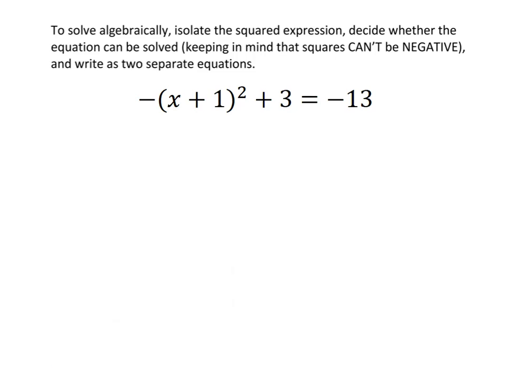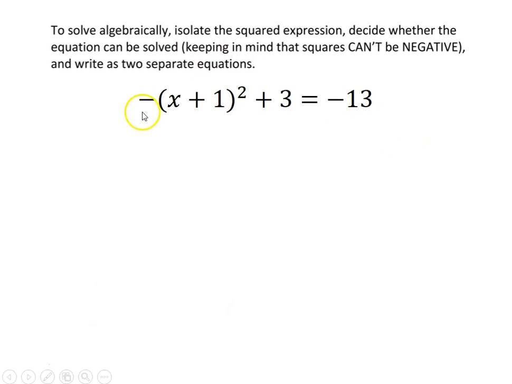To solve it algebraically, which is usually a more precise and less tedious task, we're going to isolate the squared expression. So kind of like we did again with absolute value, we isolated the absolute value expression. Now we're going to isolate the squared expression and then decide whether the equation can be solved, because we're going to keep in mind that squares can't be negative. So when we square something, it always comes out as a positive. So that's what this sentence is saying. And then write as two separate equations based on whatever that is.